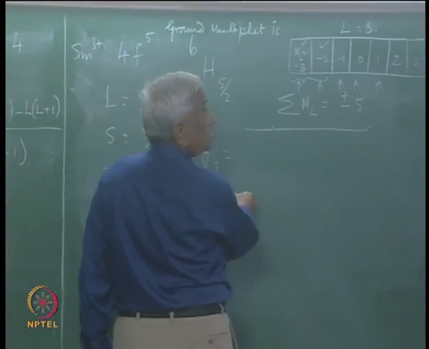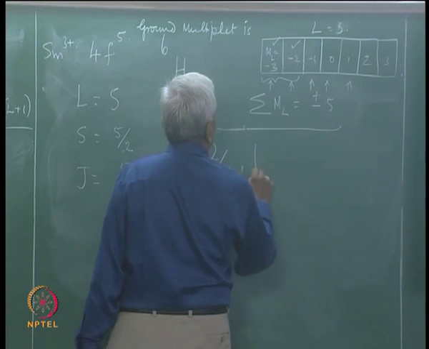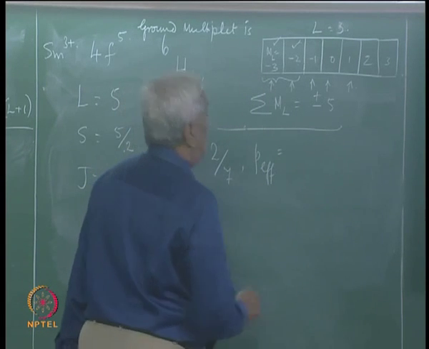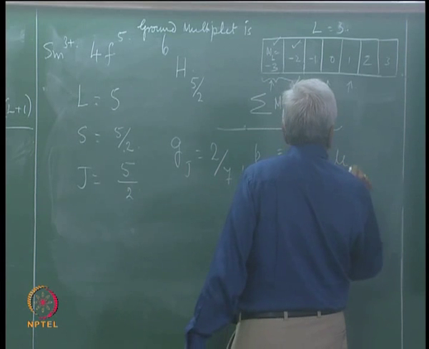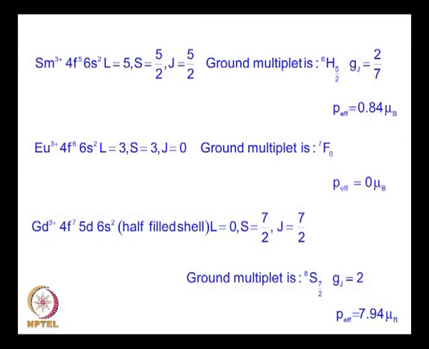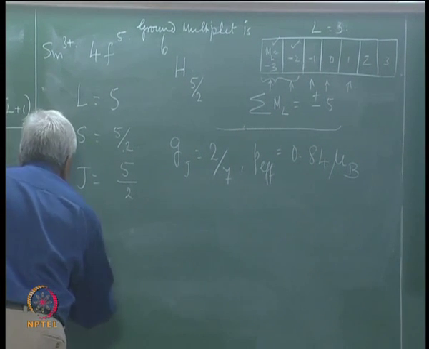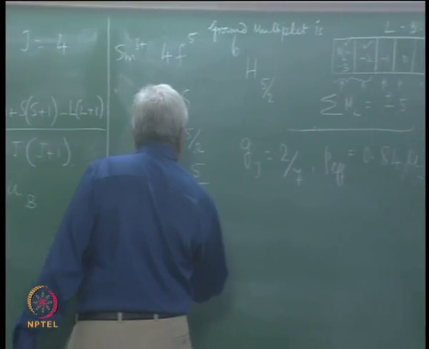And the corresponding Gj value is 2/7. And the magnetic moment has the value 0.84 Bohr magnetons. We go to europium 3 plus, which has 6 electrons in the 4f shell.